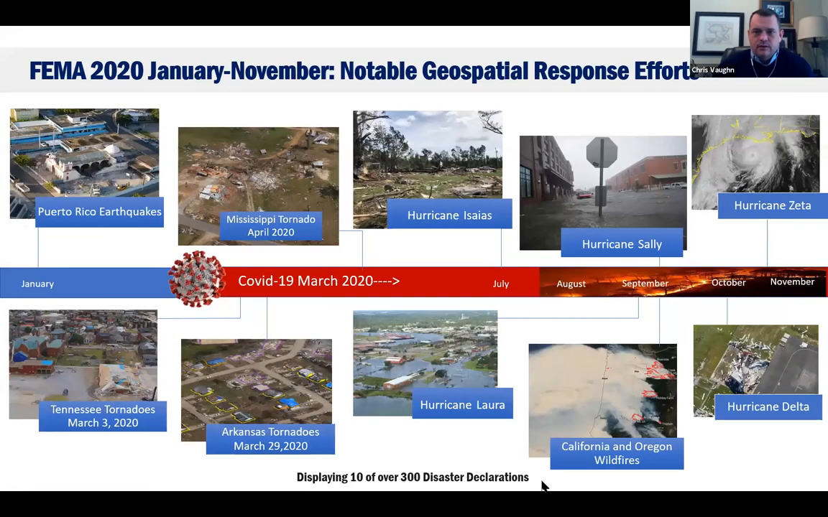So 2020, without question, was not only the year of COVID and the pandemic, but it was a significant year in its own right with relation to significant no-notice or notice incidents. The year started off with January 7th, when there was a devastating earthquake in the southwest of Puerto Rico. It's hard for me to wrap my mind around that. That was only a year ago. It feels like 5 years ago, but there was significant damage that occurred.